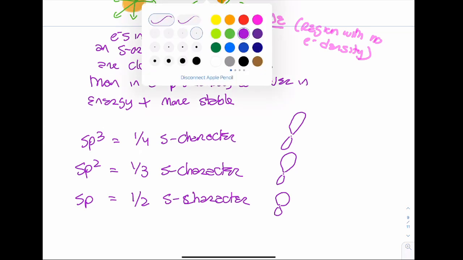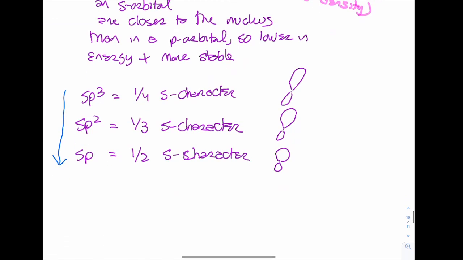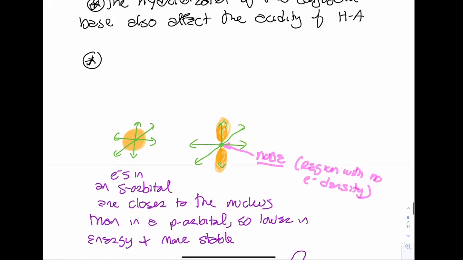Sorry, I just want a different color here, not the highlighter. So as I go this way, right, electrons technically closer to the nucleus, so more stable. Right? The more s character we have, the more stable the electrons in that orbital are going to be.